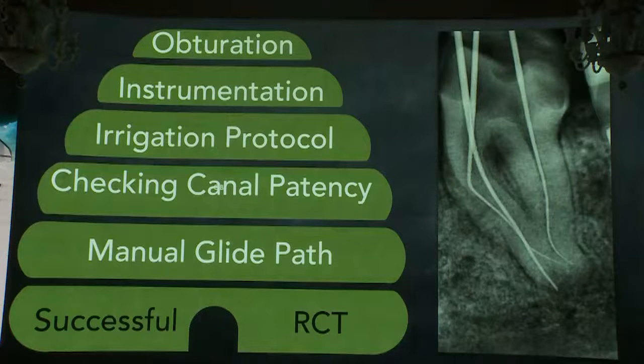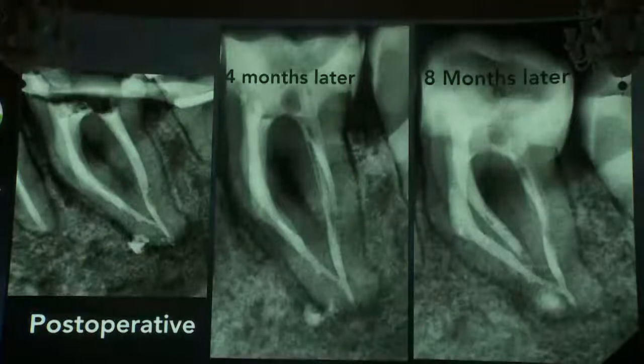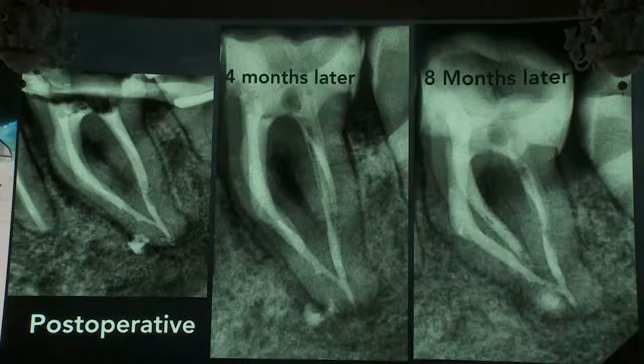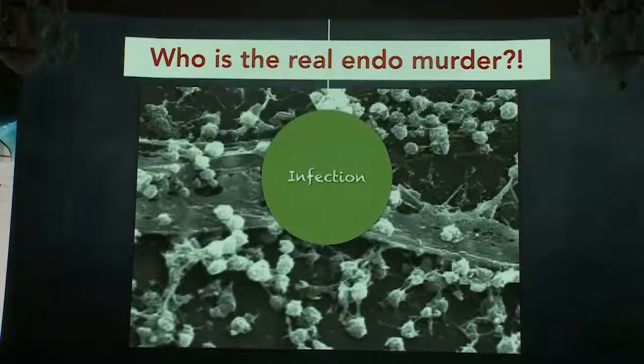Then, in instrumentation technique, you have to consider a crown down technique for instrumentation in such cases. Then 3D obturation is mandatory. Okay, this is the post-operative radiograph. This is 4 months and 8 months later. I was lucky. This photograph I captured yesterday. Okay. This is the first section. Okay. Questions after the lecture, please.